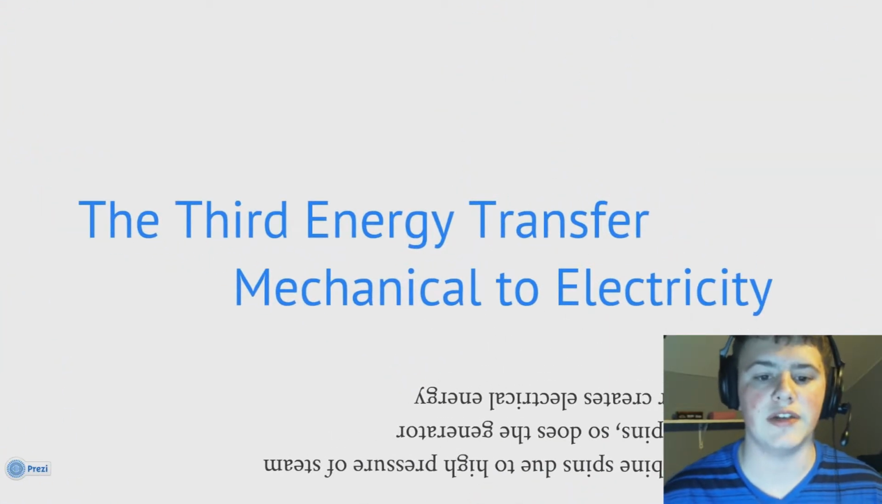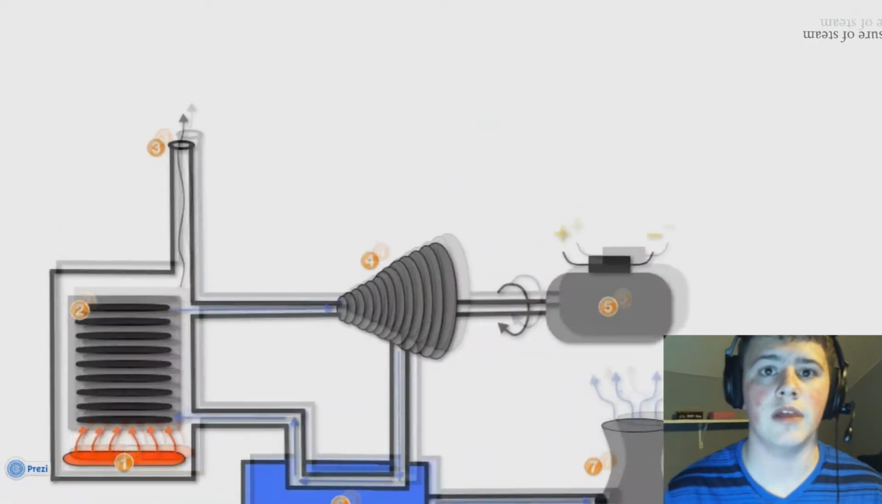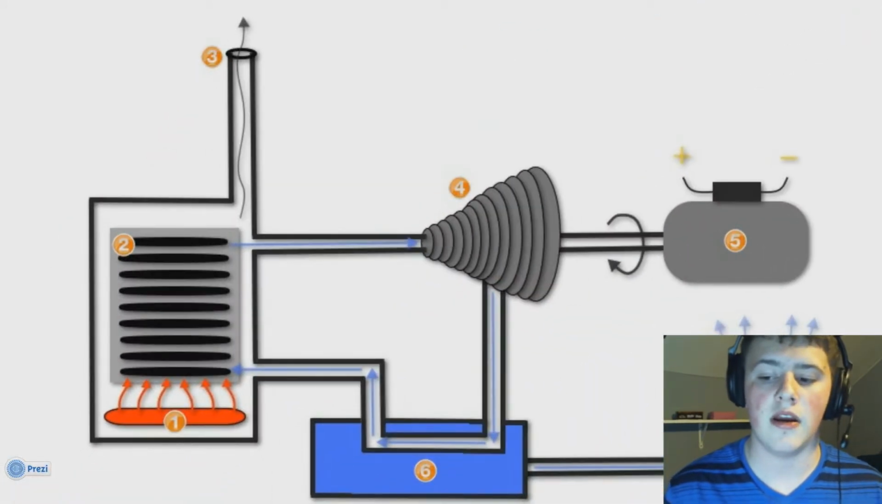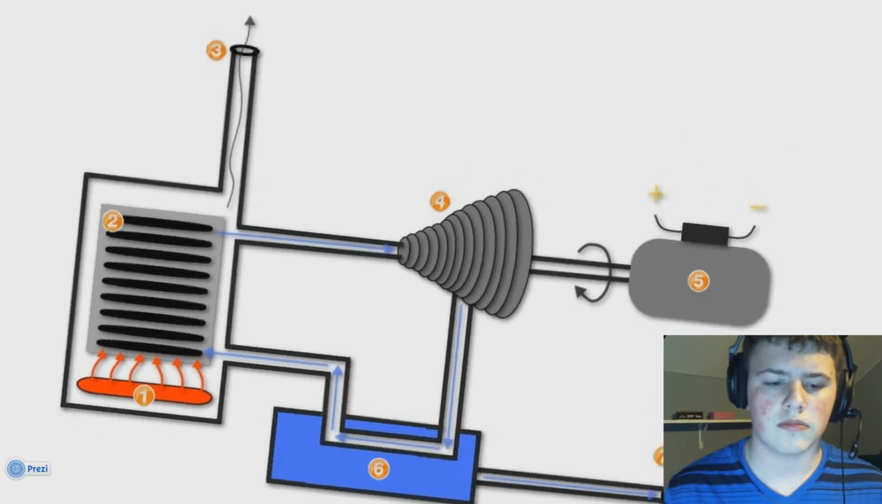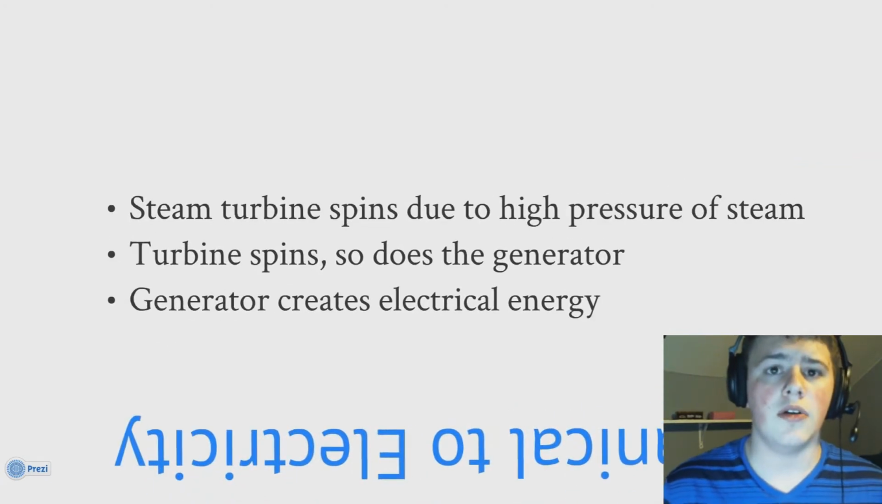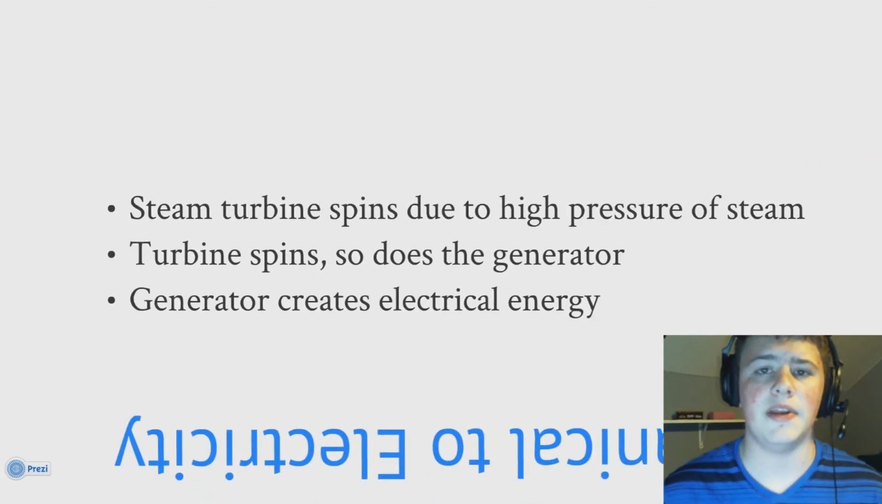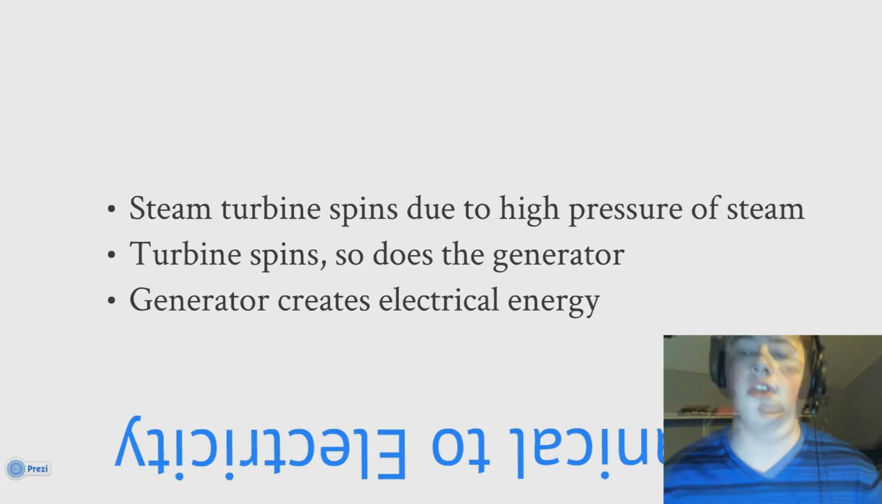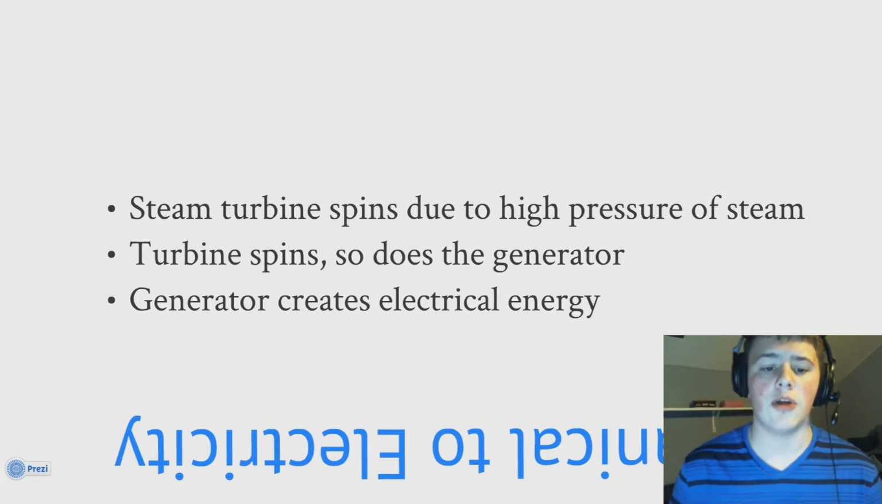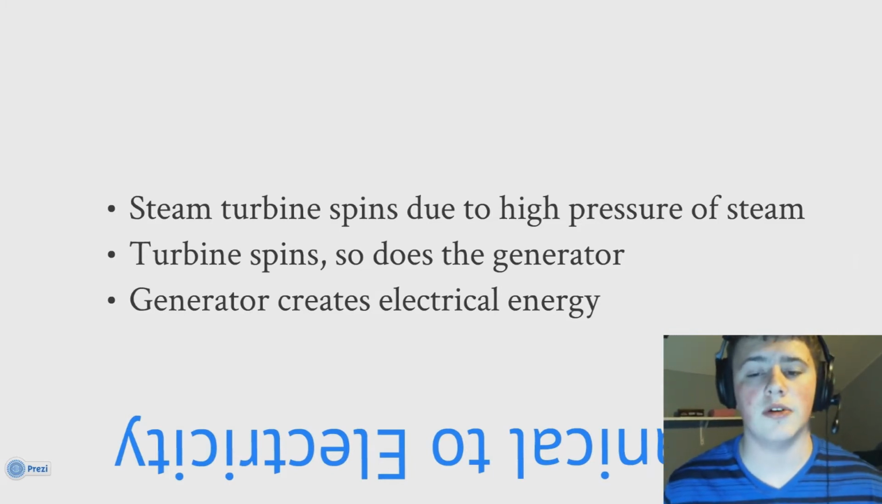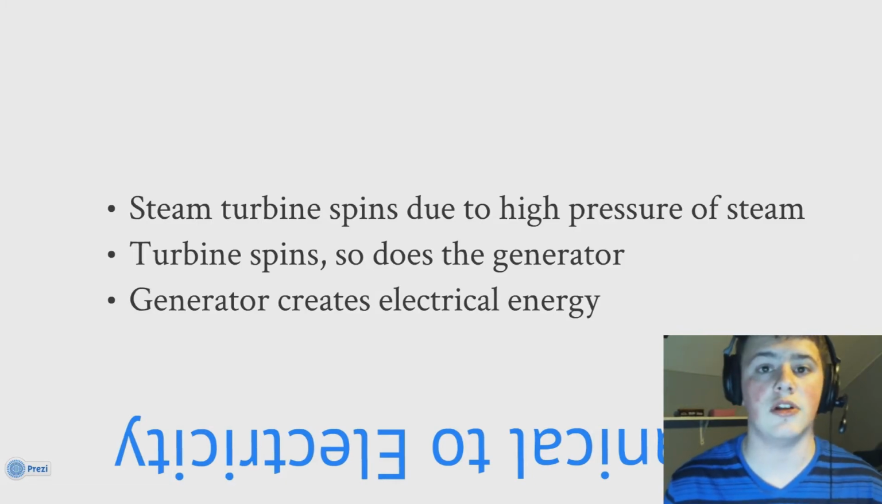The third energy transfer, mechanical to electricity. This picture right here is a good example of how a steam turbine works. Alright, so in this transfer, the steam turbine is going to spin due to the high pressure of steam, and so does the generator. And when the generator starts spinning, it creates electrical energy.